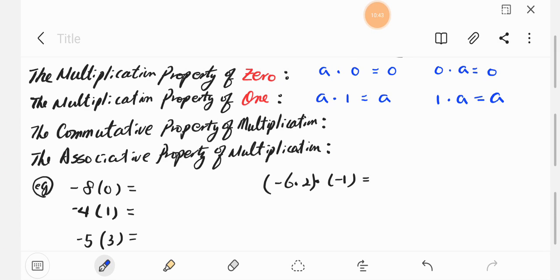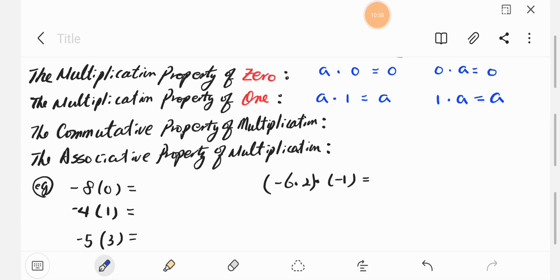So there are names. We already know A times 0 is 0, or A times 1 is A. But the properties of these situations are the multiplication property of 0 and the multiplication property of 1.